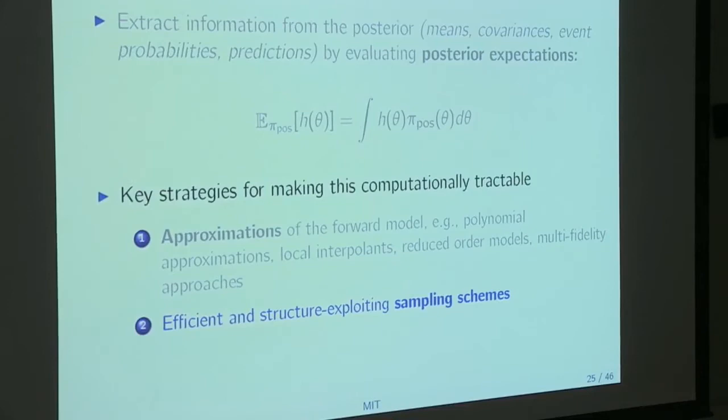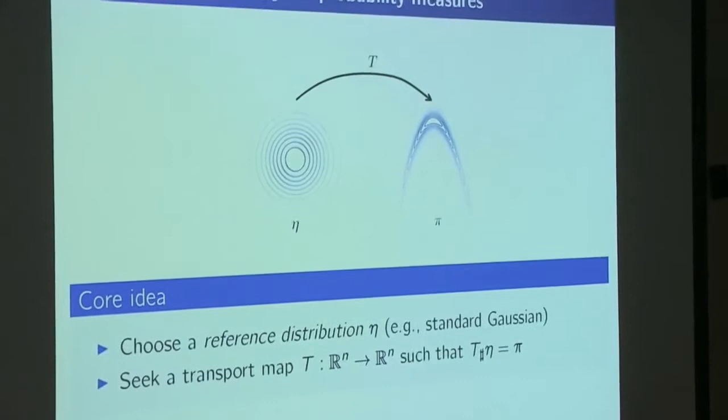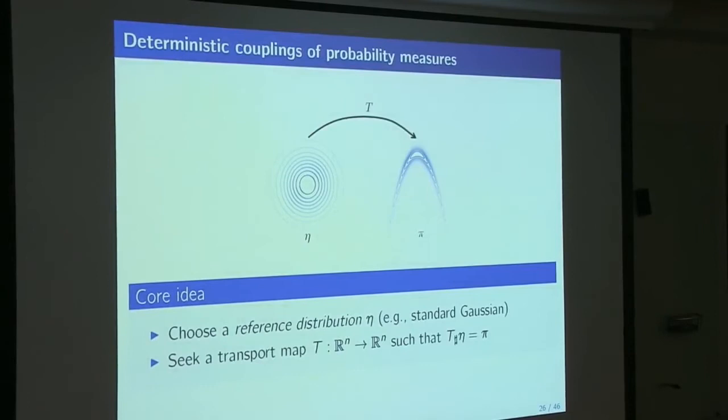But what I want to talk about next is something that is not MCMC, and that maybe is complementary to MCMC or an alternative to MCMC. It's based on the idea of coupling probability measures, or transporting probability between simple distributions that you know how to sample and more complicated distributions that you would like to sample. And this cartoon maybe conveys some of the idea.